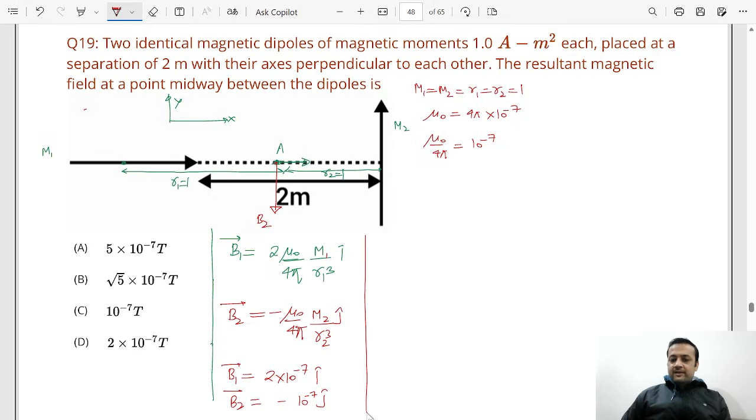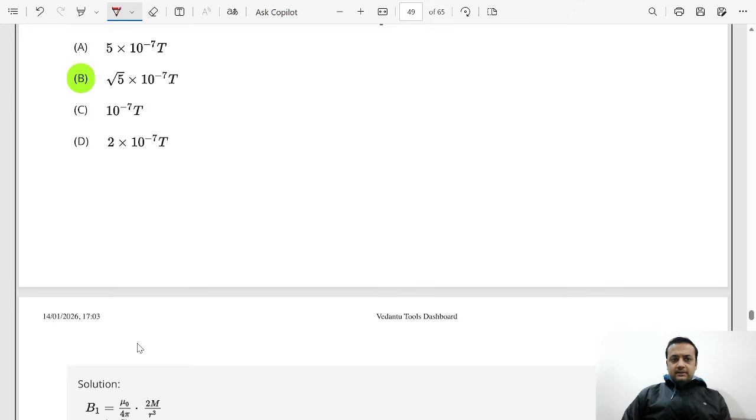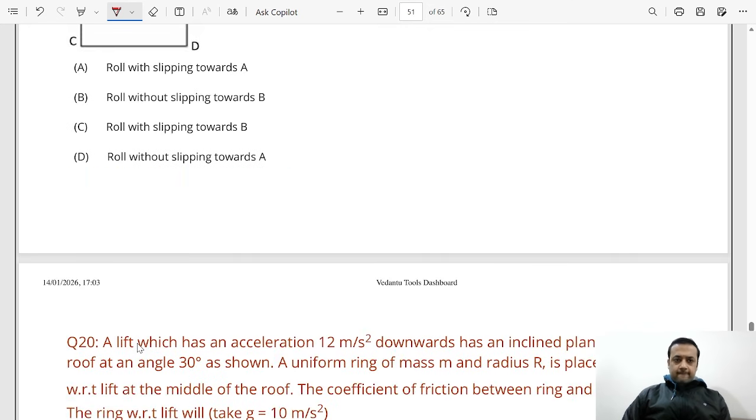If we have to find the magnitude of the net field, that will be under root of b1 square plus b2 square. And if we do that, of course 10 to the power minus 7 will come out, and b1 will give you 2 square and b2 will give you 1 square. So that means this will be root 5 into 10 to the power minus 7 Tesla. So option B will be the correct answer for this question. All right, then let's talk about the next one.